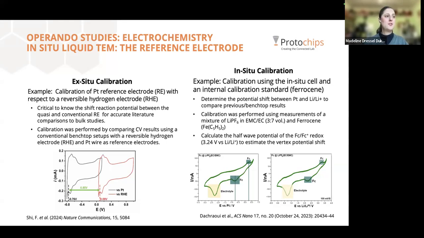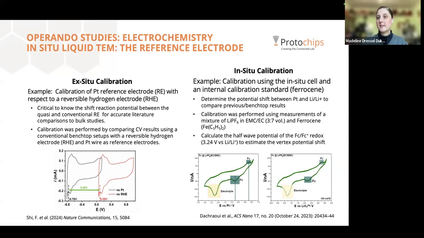Another method is to use an internal calibration, and this has the advantage that you can do it in the in situ cell. So in this case, they needed to determine the potential shift between the platinum reference electrode of the E-chip and a lithium metal electrode that they're using in their actual setup.